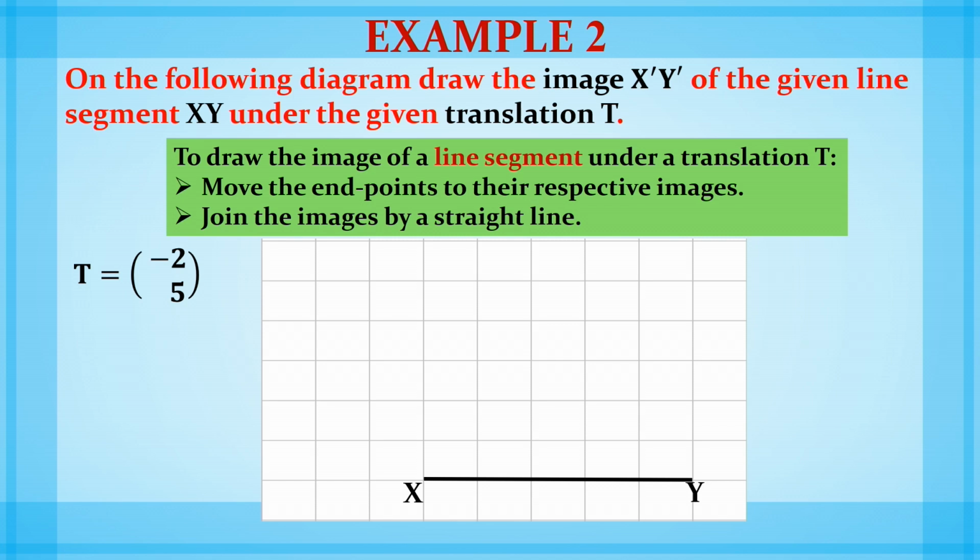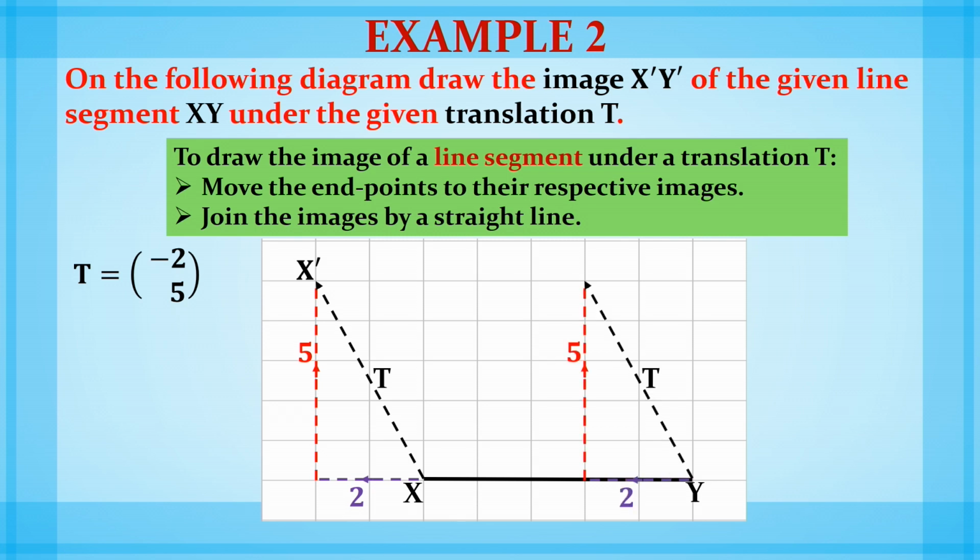Here, the translation T, having components -2 and 5, moves point X 2 units to the left, followed by 5 units upwards. Thus, we obtain the image X'. Similarly, this translation moves point Y to Y'. Now, to draw the image of the line segment XY, we just have to join the images X' and Y' by a straight line.